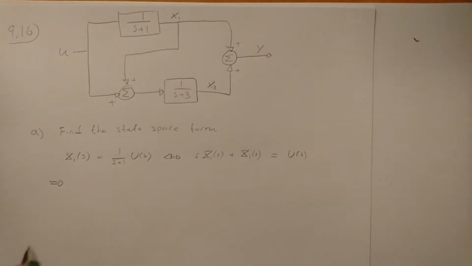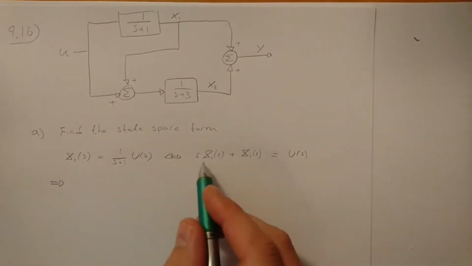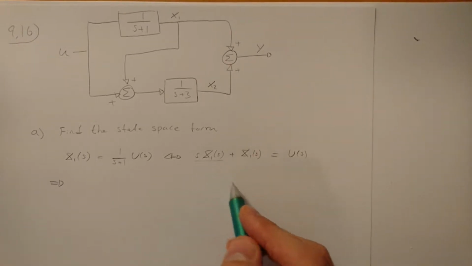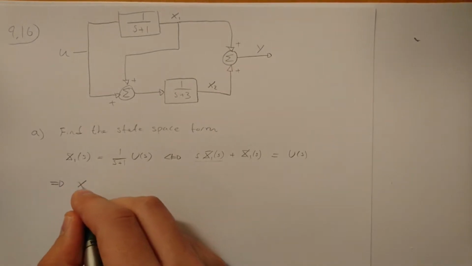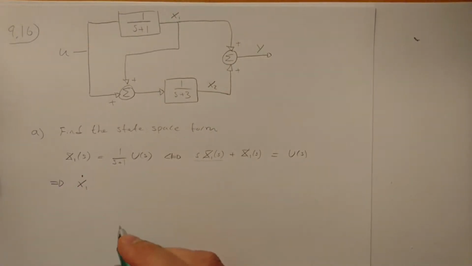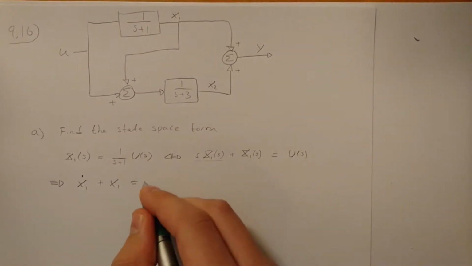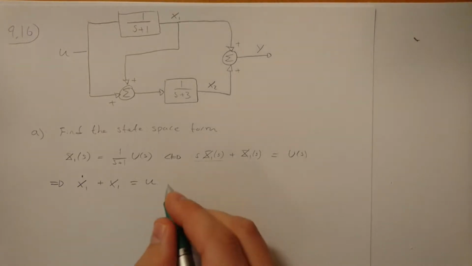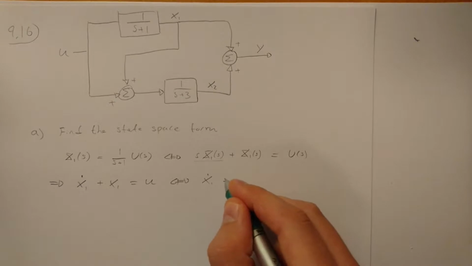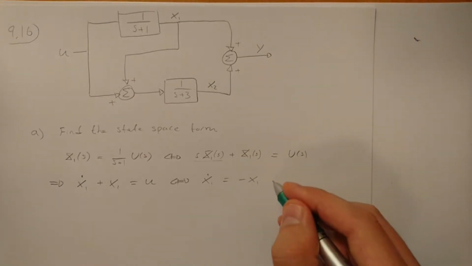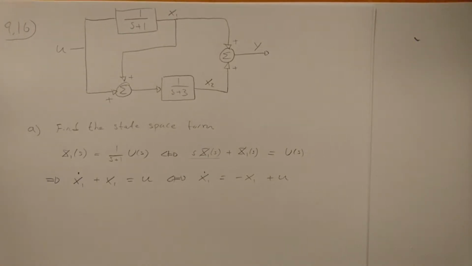And then we're doing an inverse Laplace transformation of this expression. So the inverse of this is equal to what? Well, it's multiplication with s in the Laplace domain, which means that it's a derivative in the time domain. So this becomes x1 dot. And then we have plus x1, and this is equal to the input u. And if we solve this for x1 dot, we get that x1 dot is equal to minus x1 plus u. So that's our first state space equation.